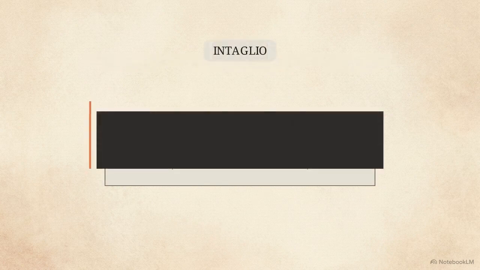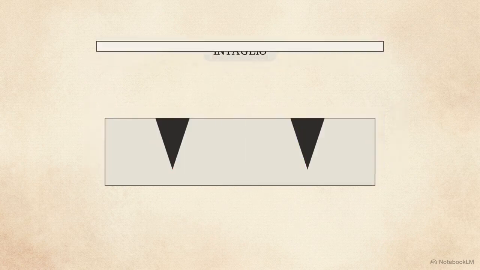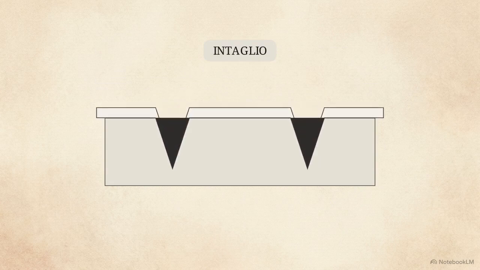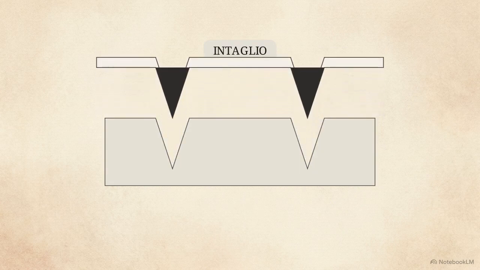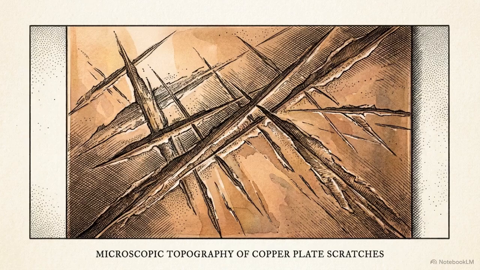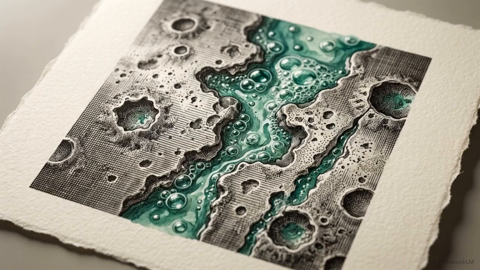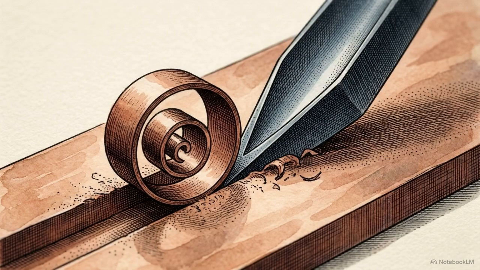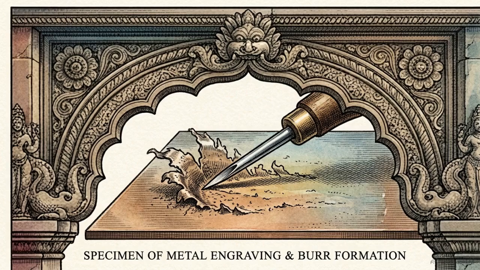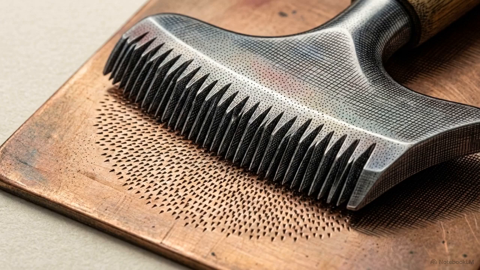Intaglio is the opposite. Grooves are incised, filled with ink, and retrieved by forcing damp paper into the recesses. The method of creating those intaglio grooves determines the texture of the final print. Etching uses controlled acid baths. Engraving relies on a sharp burin, Drypoint scratches to leave a burr, and Mezzotint uses a toothed rocker.